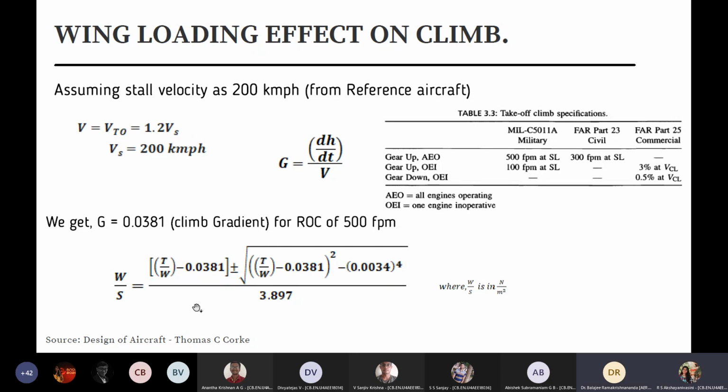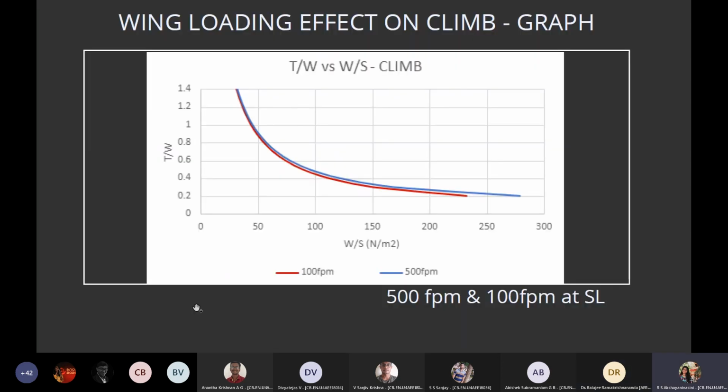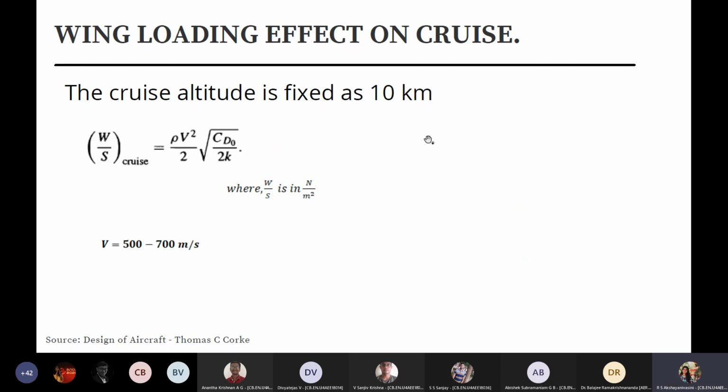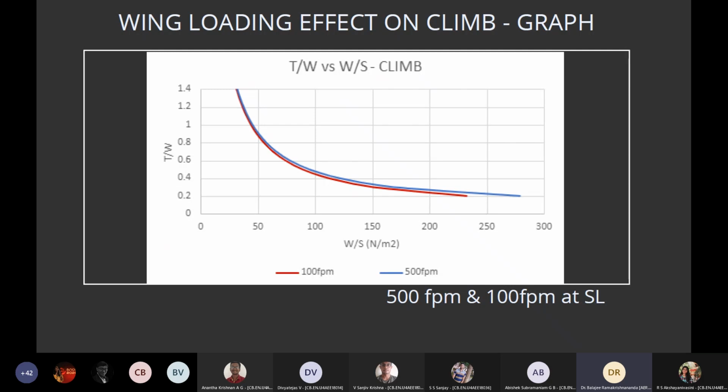So then we substituted here. Again, we got a graph for the same thing. And even though our worst case scenario is a one engine failure, it still lies below the 500 feet per minute. So we've taken this region as our feasible region. Moving on to the wing loading effect on cruise. When you did 100 feet per minute, did you take T by W as T by 2W in that equation?